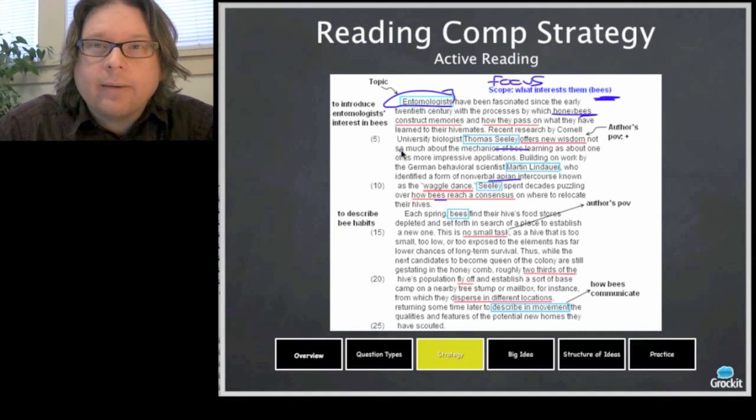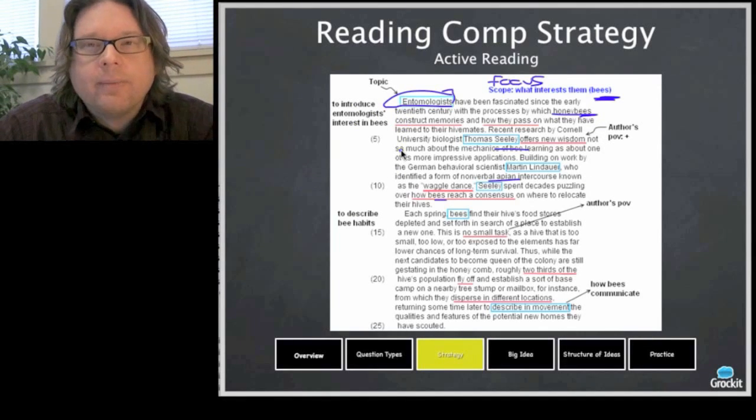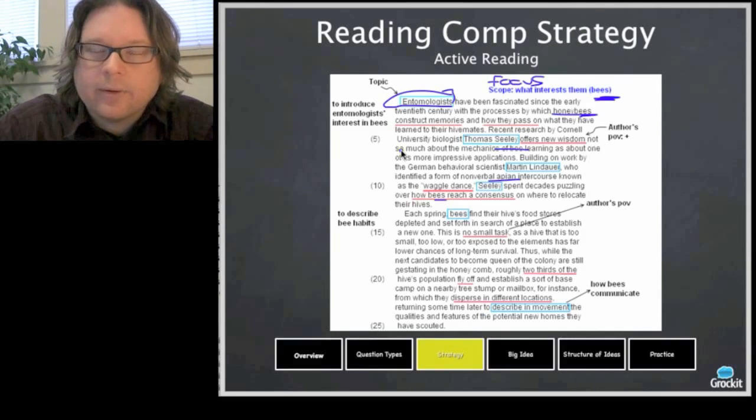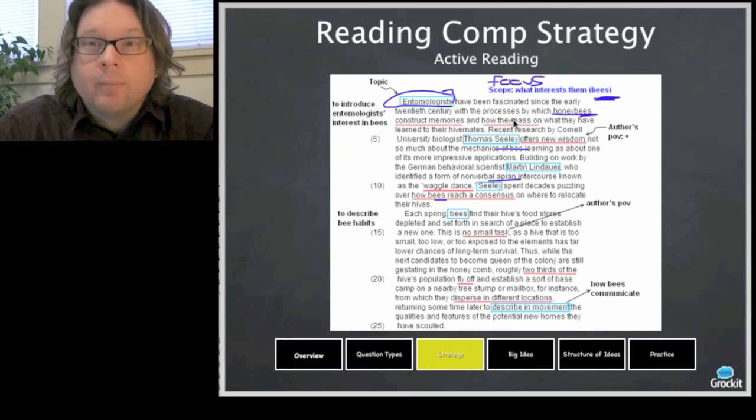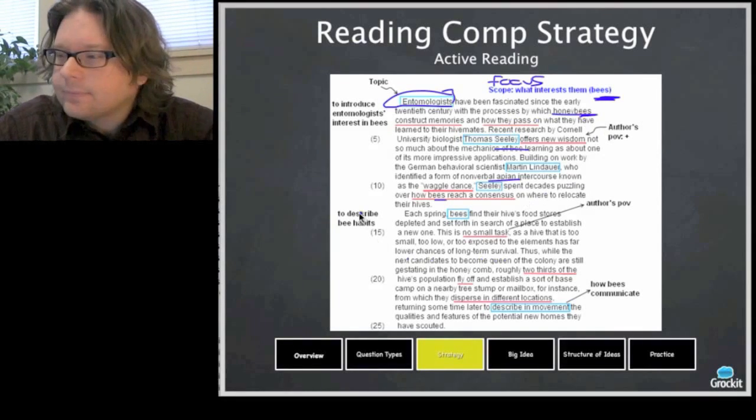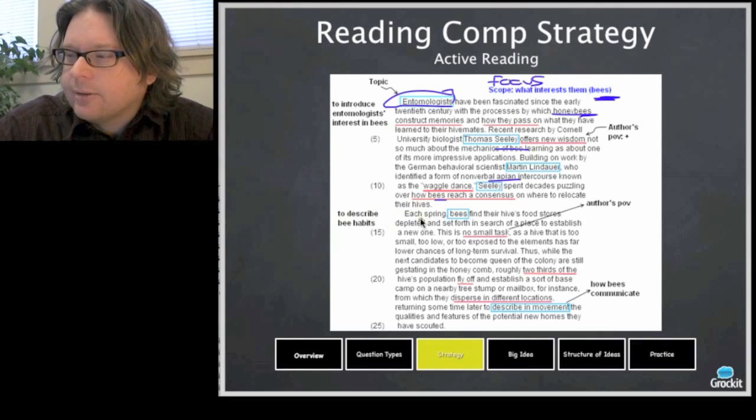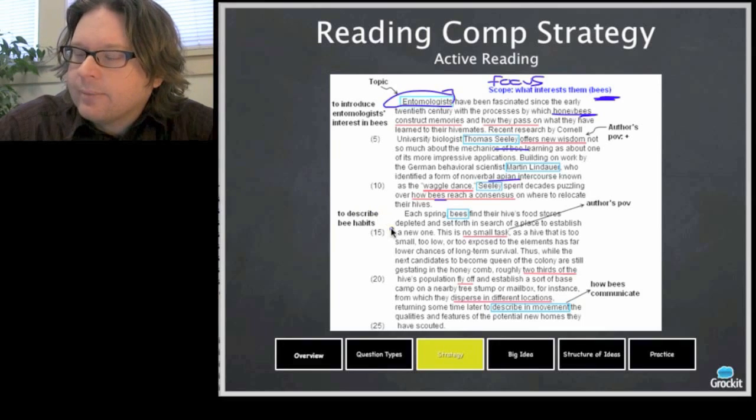Now, granted, beginning and final paragraphs are going to be more dense in this respect. They're much more likely to contain things that point to the main idea, things that point to the focus. But you can get a lot out of one paragraph, and your notes can reflect that. Okay, so each spring bees, there's our bees again, find their hive's food stores depleted and set forth in search of a place to establish a new one.